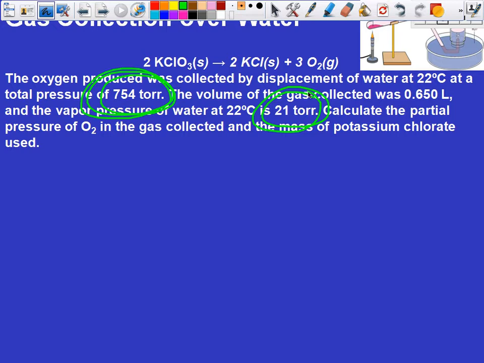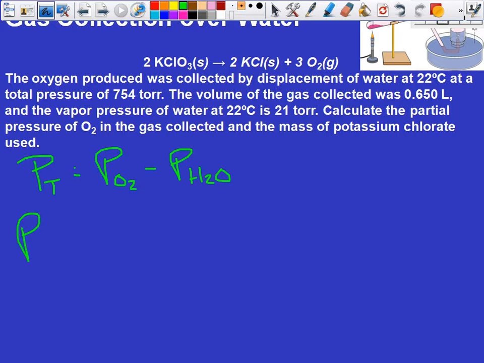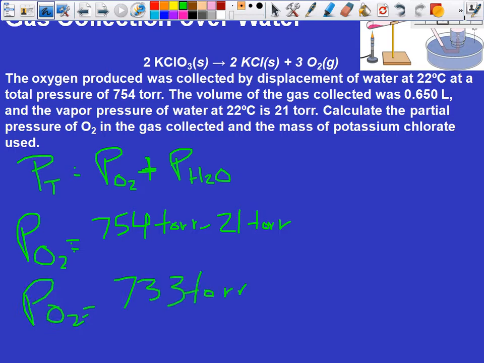And then it says calculate the partial pressure of O2 in the gas collected and the mass of the potassium chlorate used. All right, so we're going to do this one thing at a time. First of all, we need to figure out the partial pressure of O2. Real simple. We know the P total was equal to the pressure of O2 plus the pressure of H2O. Excuse me, this is an addition sign. So we're going to subtract the pressure from the water from the total pressure, which is 754 torr minus 21 torr. All right. So the pressure of oxygen turned out to be 733 torr. Again, that is the pressure of oxygen.